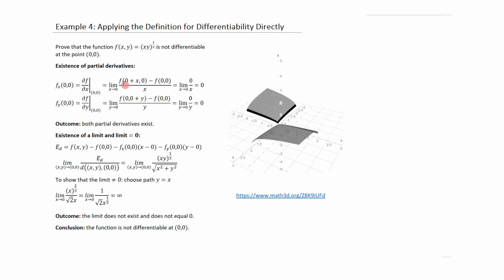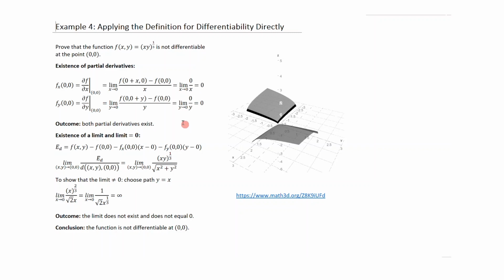So, for instance, the x value is perturbed from its original value of 0. y is kept at 0, but you'll find that the numerator in this case becomes 0. And so irrespective of x approaching 0, the limit of this is 0. Similarly for f partial y, we have a similar result, and we find that the limit as y approaches 0 is still 0 because the numerator is 0. So the outcome is that both partial derivatives exist.